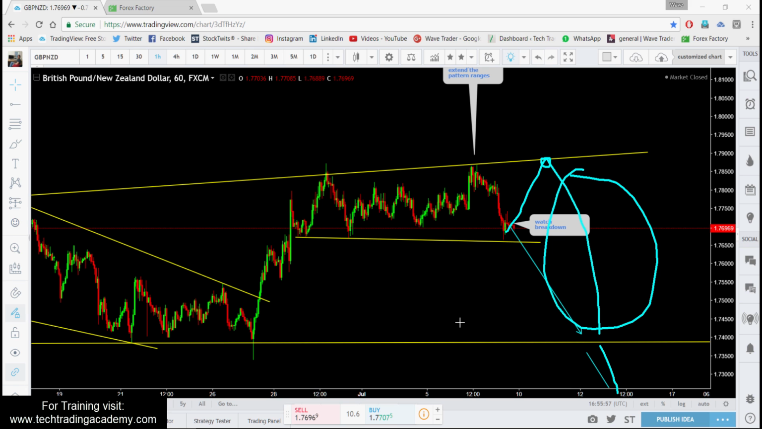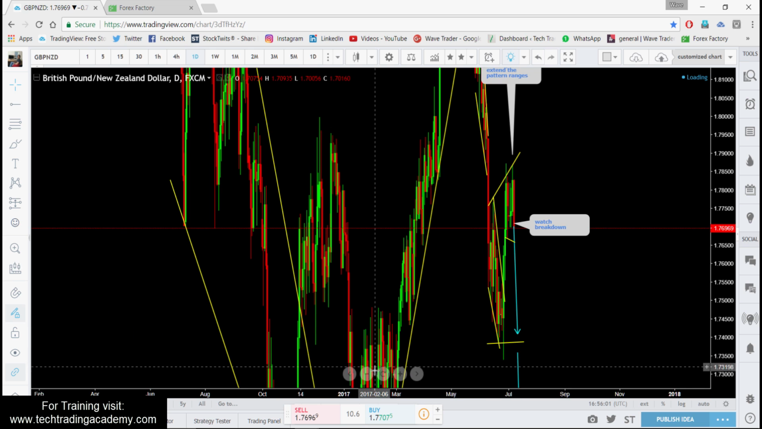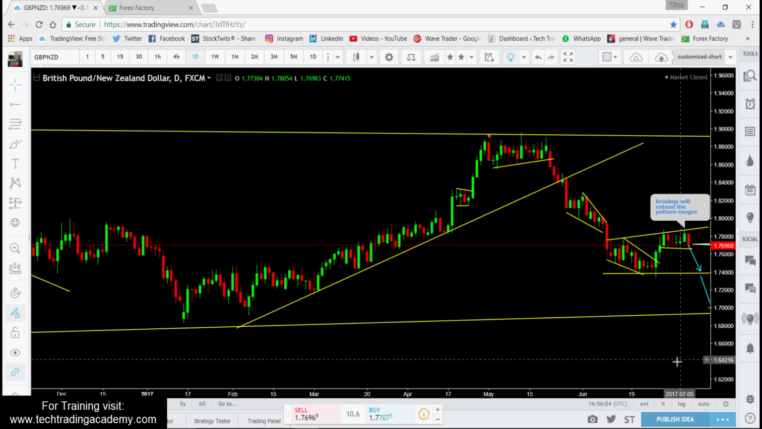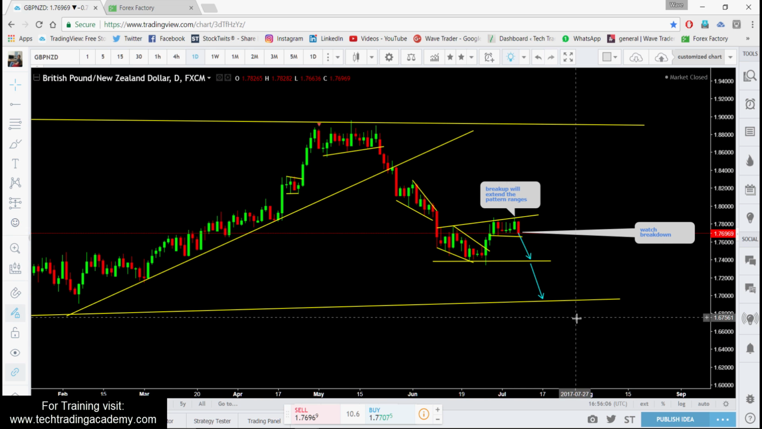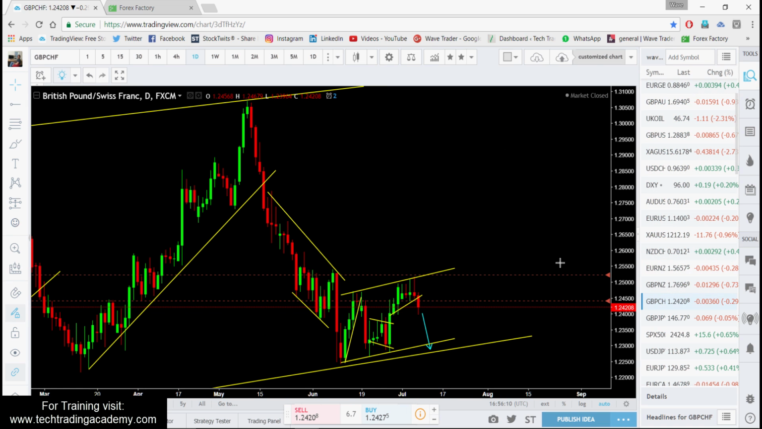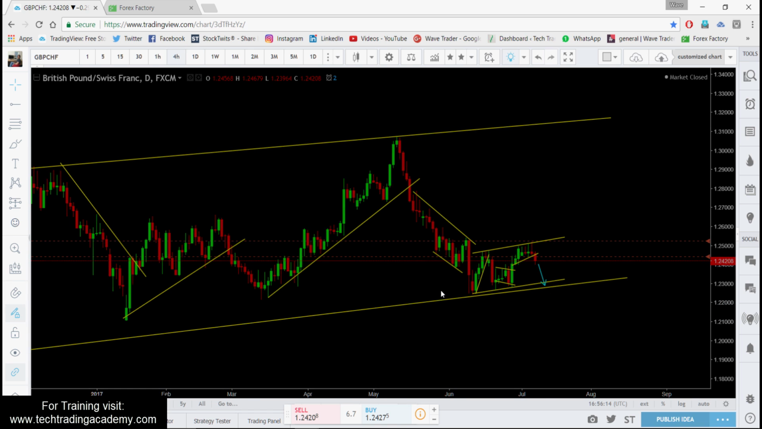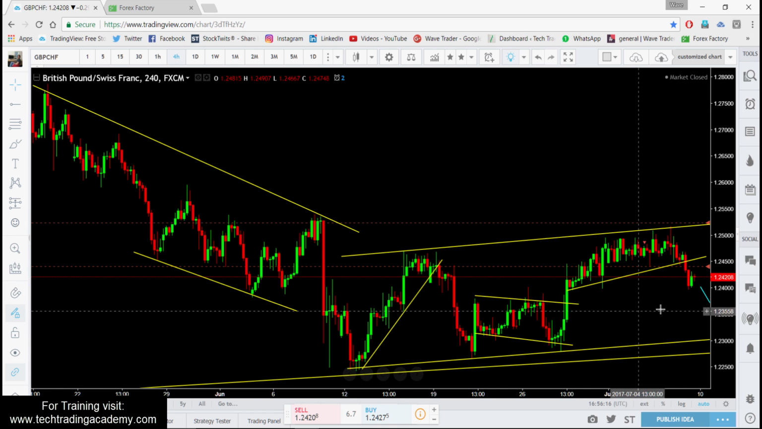Yeah, upside is limited, downside is more possible on this pair because it is forming a continuation formation, not a reversal formation. You can see it forming the continuation formation. Pound chief is quite similar to that. Yeah, so we are having a continuation formation.